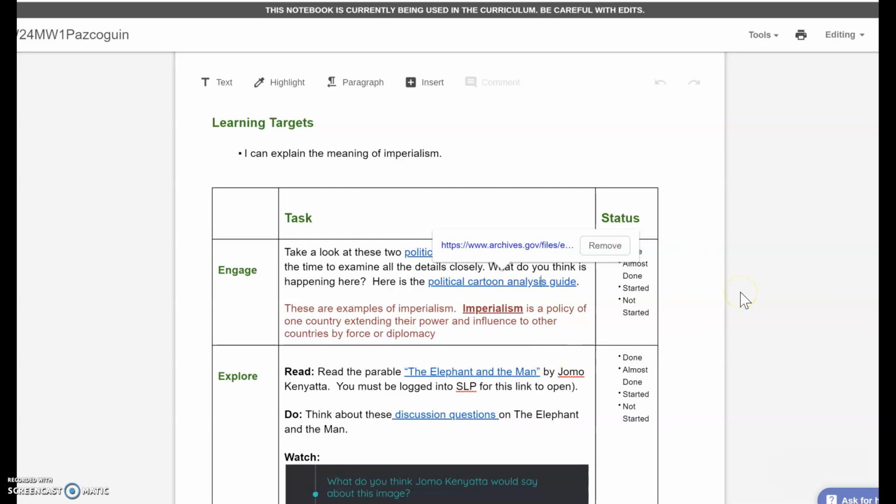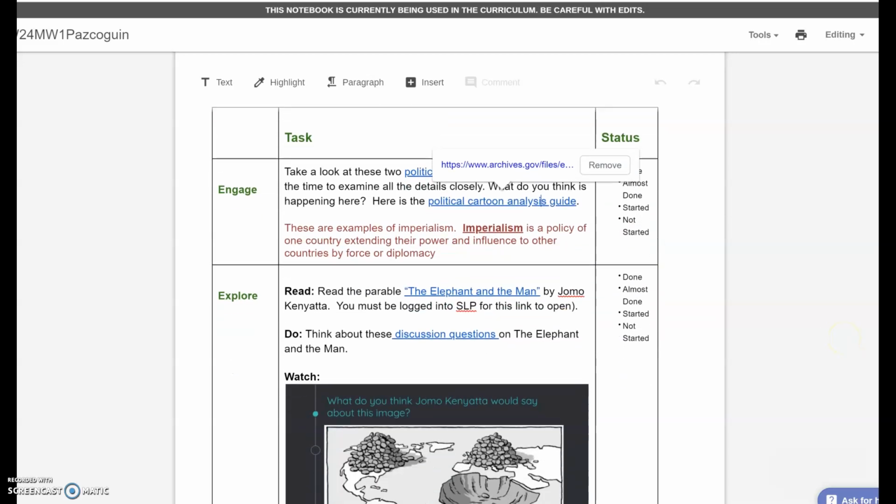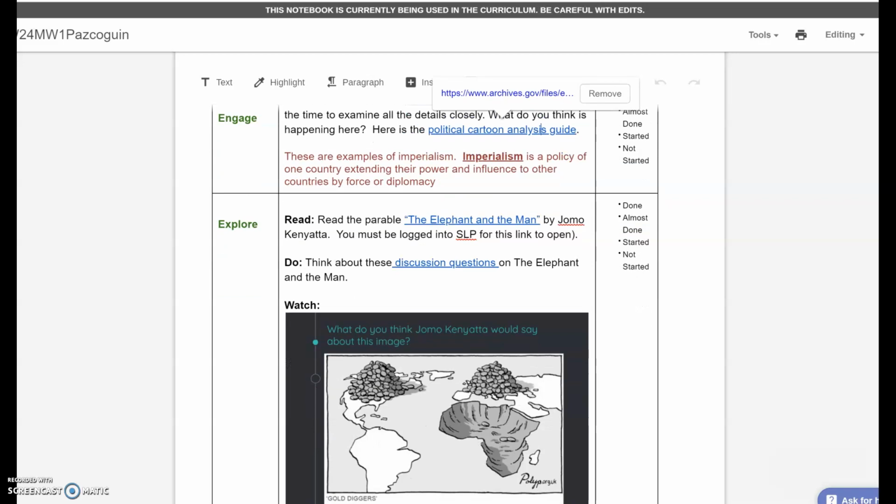So these are examples of imperialism. Imperialism is a policy of one country extending their power and influence to other countries by force or diplomacy. So that's what imperialism is. And you're going to learn more about why, the reasons, but usually you're trying to take resources for yourself, something you want from that other country.